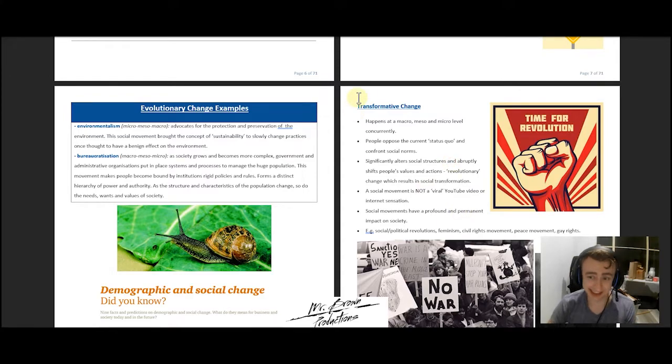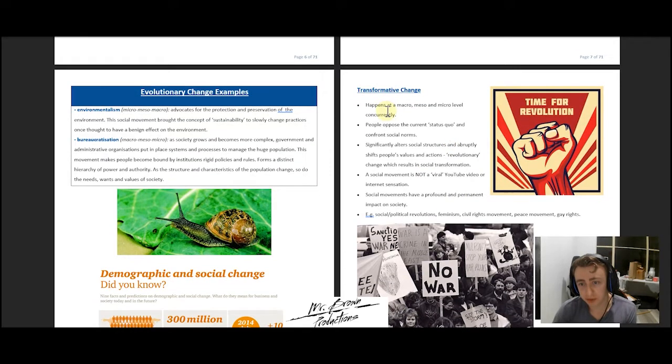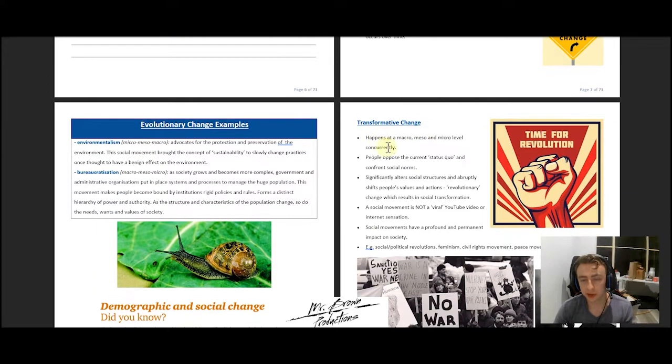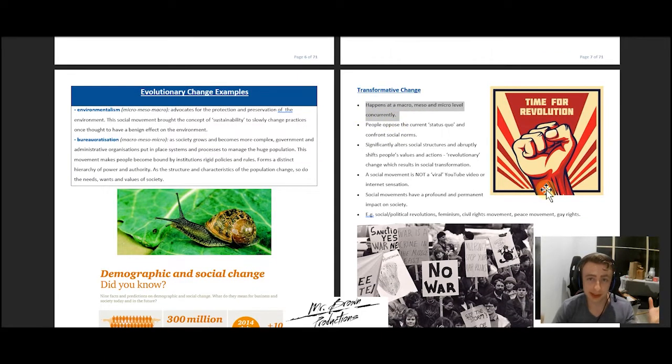Transformative change, however, is a little bit different. When we look at evolutionary change, it's something that slowly moves from the micro, meso, macro, or macro, meso, micro, whereas transformative change is happening at all three levels concurrently. Because it's so rapid and happens so quickly, there are a lot of different factors which contribute to it, kind of exploding, I guess, is a way to look at it.